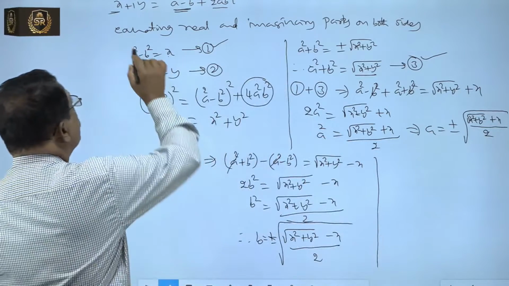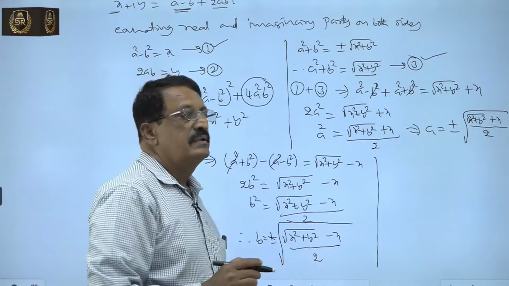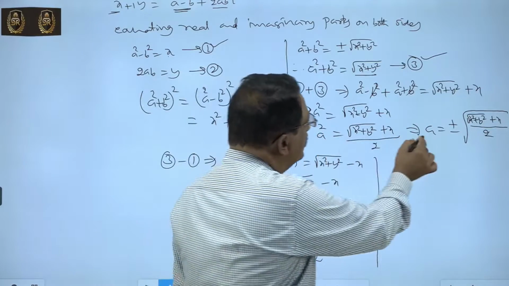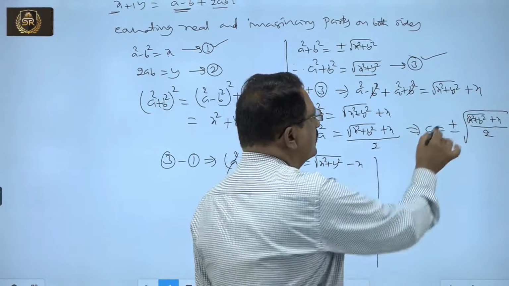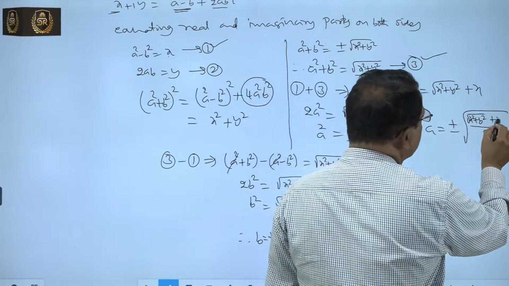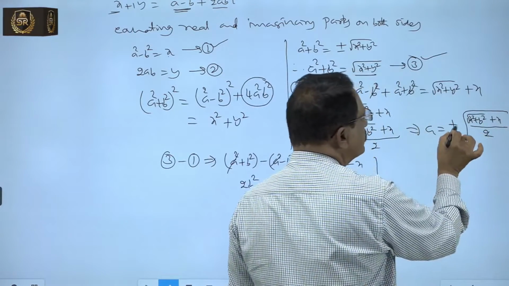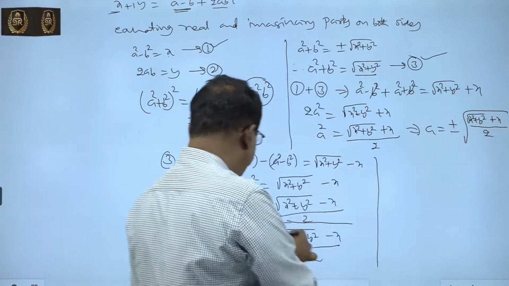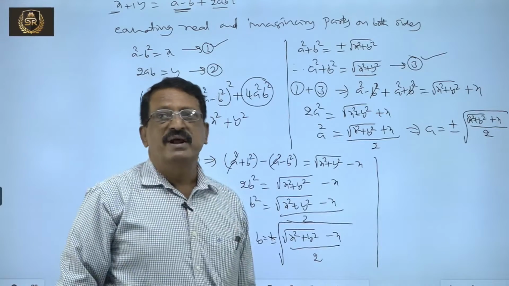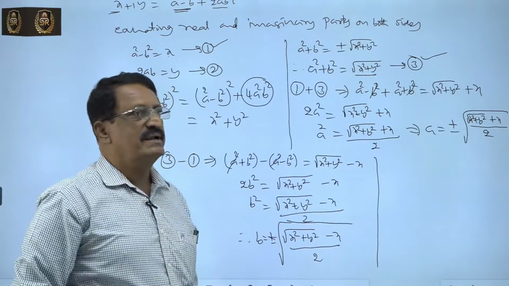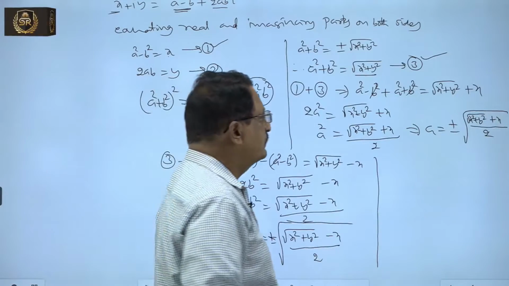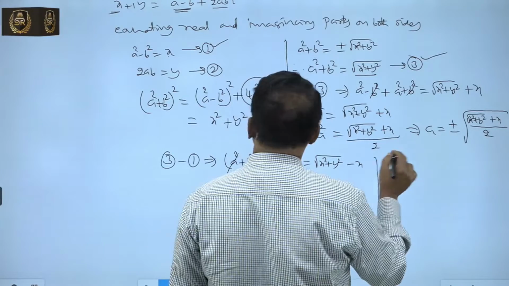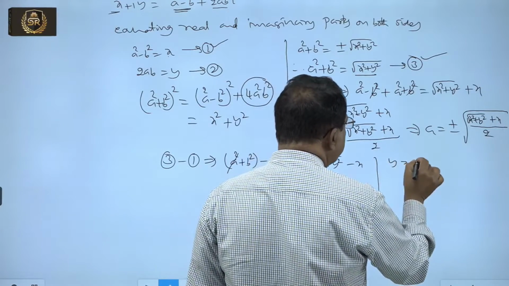But the square root of x plus iy equals a plus ib. Here the values of a are two values: a equals plus the square root of the square root of x square plus y square plus x by 2, or a equals minus the square root of the square root of x square plus y square plus x by 2. Similarly, b also has two values, one with a plus sign, the other with a minus sign. Now, when we get these values, now see it. Here y equals 2ab.